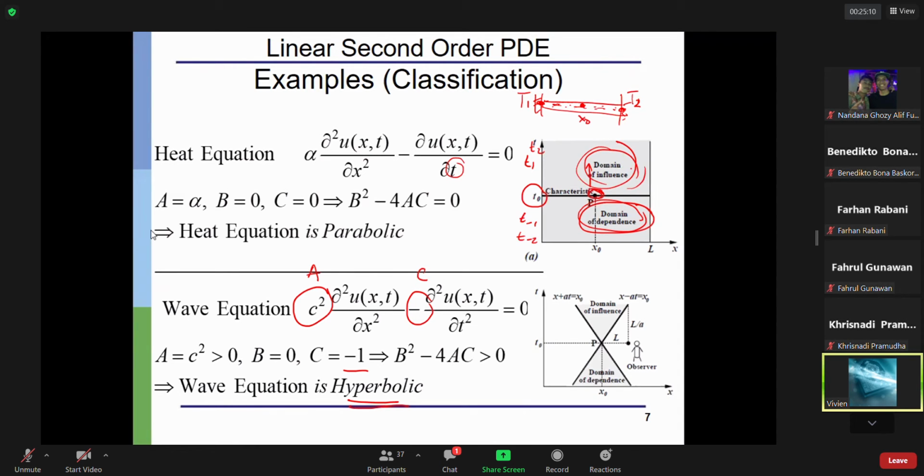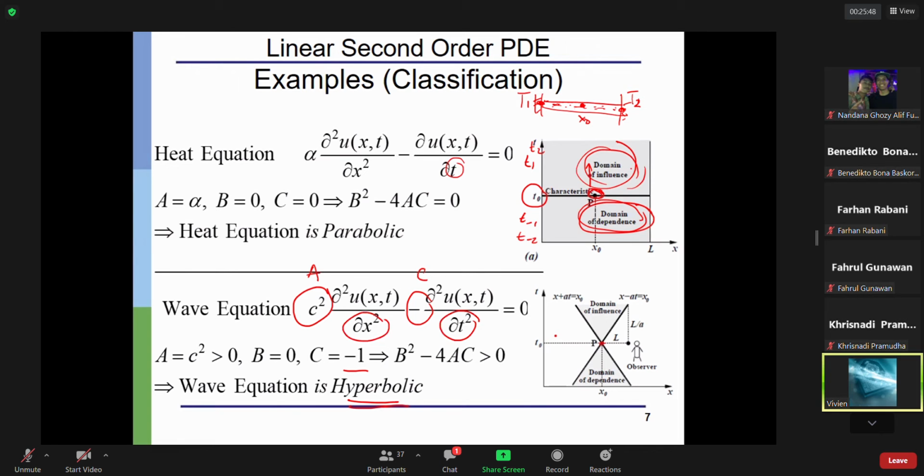Next we have wave equations, and this is included as hyperbolic equations. So how is the illustration for hyperbolic equations? Again we see here we have the same independent variables, which are x and t. So we have a 1D distribution, and also we have time marching here. But the difference is that the physical meaning is different. For example, here we have a point P, and we have a disturbance which is given at point x0 and t0.